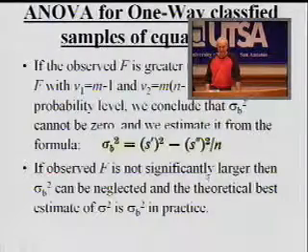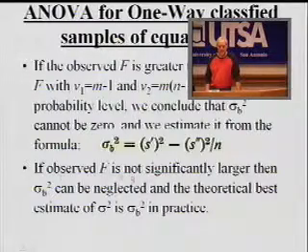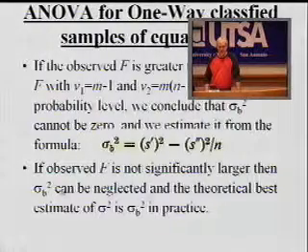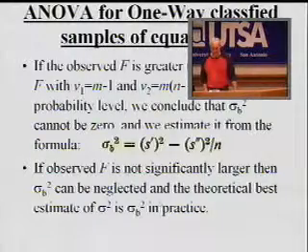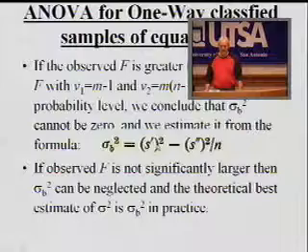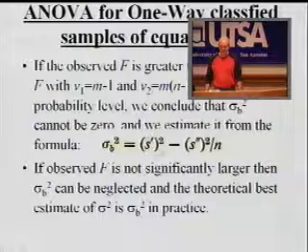If observed F is not significantly larger than the critical F, then sigma sub B squared can be neglected, and the theoretical best estimate of sigma squared is sigma sub B squared in practice. So in other words, it is telling us that the variance across the columns due to the treatments is the largest source of the variance.